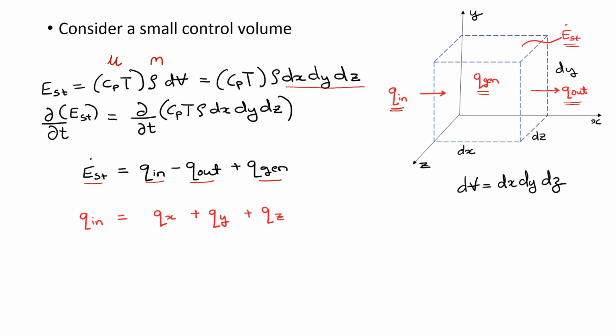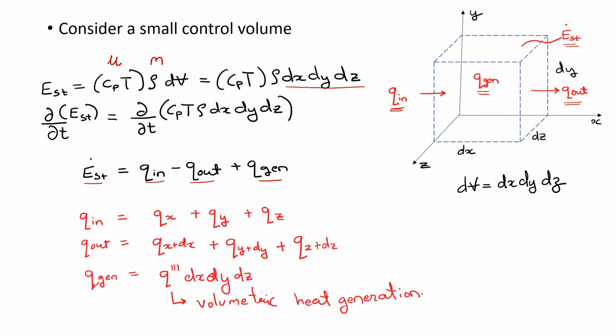So Q in, because this is a 3D space, will be Qx, that's the heat coming in from the x direction, Qy and Qz, that's the heat coming in from the y and z directions. And Q out can be written as Qx plus dx, Qy plus dy, and Qz plus dz. And the Q gen can be written as q triple prime, which is the volumetric heat generation rate, times the volume, which is dx dy dz.